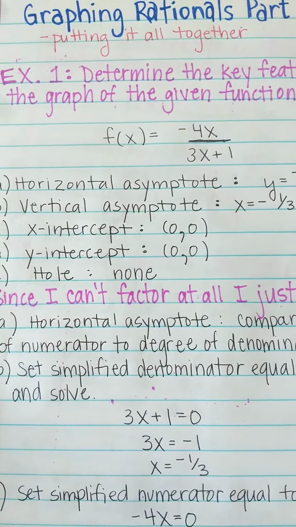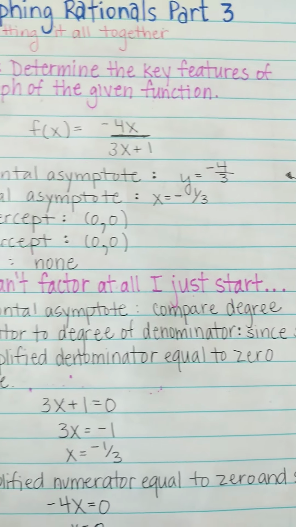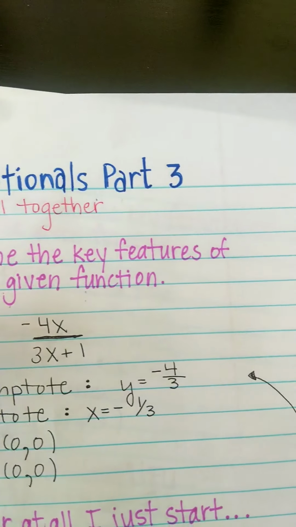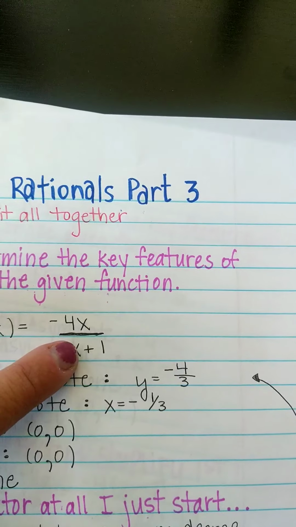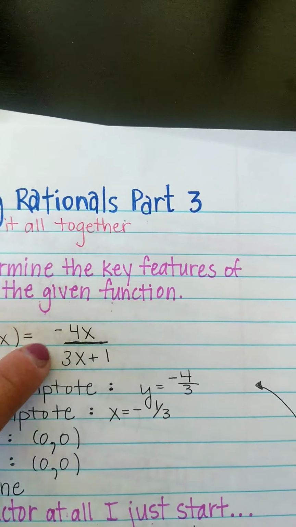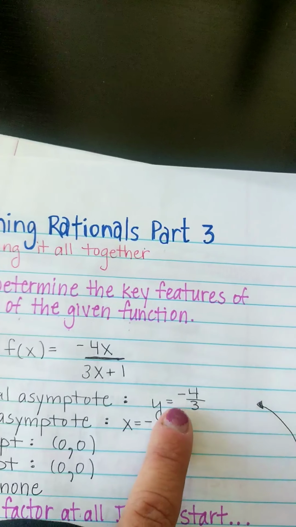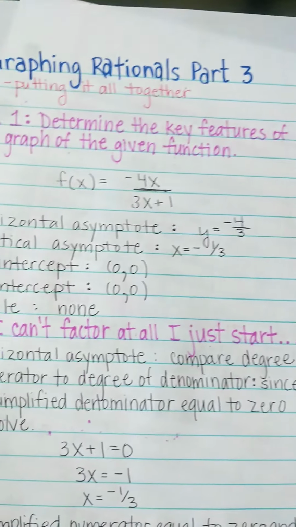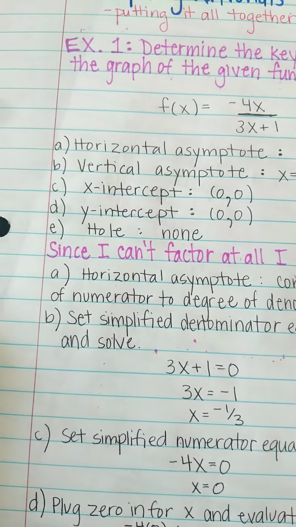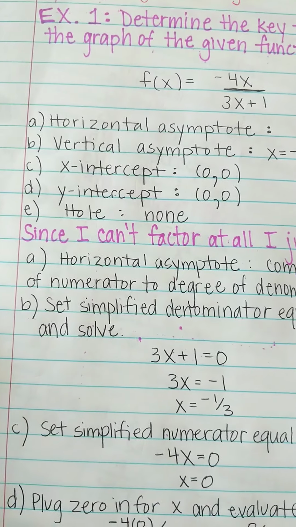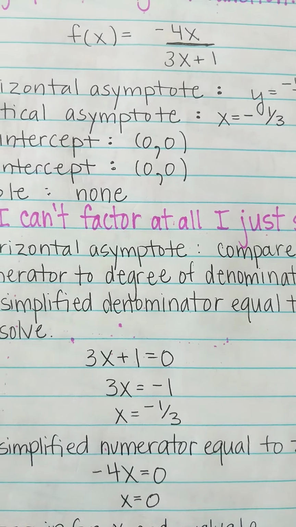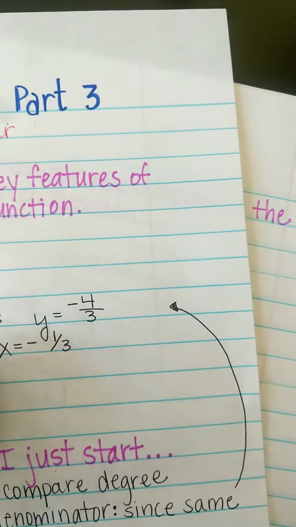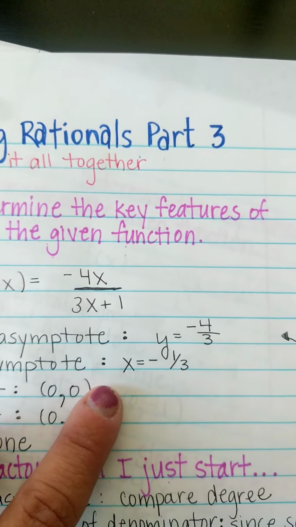Okay, so for the horizontal asymptote, remember, that's where we compare the degree of the numerator to the degree of the denominator. Since they are the same, the degree of x is just 1, the degree of this x is just 1, so that's when we take our leading coefficients, and it's y equals that. So I have y equals -4/3 for my horizontal asymptote. Remember, for the vertical asymptote, we set the simplified denominator, which it already is, equal to 0, and then we just solve. So I write 3x plus 1 equals 0, I solve for x. I get -1/3. So that means my vertical asymptote is going to be at x equals -1/3 for this function.